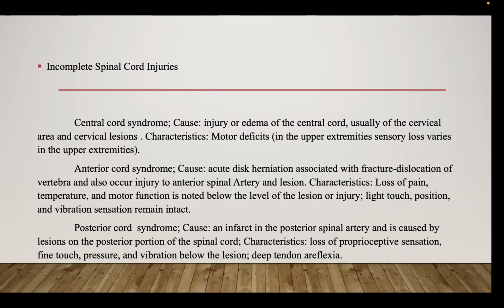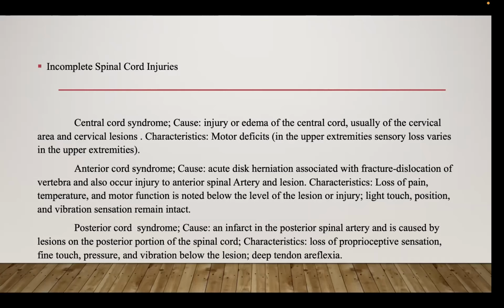Anterior cord syndrome is caused by acute disc herniation with fractured dislocated vertebrae, and also occurs with injury to the anterior spinal artery and lesion. Its characteristics are loss of pain, temperature, and motor function noted below the level of the lesion. For instance, light touch, position, and vibration sensation remain intact.